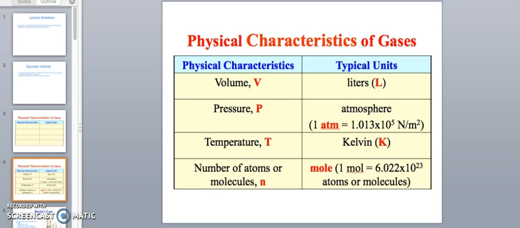For pressure, we use Newton per meter square, and we call it pascals. For temperature, we'll use Kelvin. We don't use degrees Celsius or Fahrenheit in chemistry. So if you're given an answer in degrees Celsius or Fahrenheit, you would have to convert it to Kelvin, and you do that by adding 273.15 to it. So anything that's given in degrees Celsius, just add 273.15 to convert it to Kelvin.